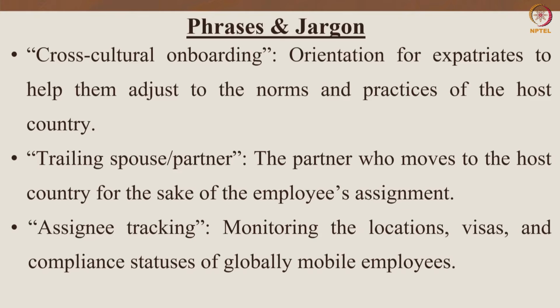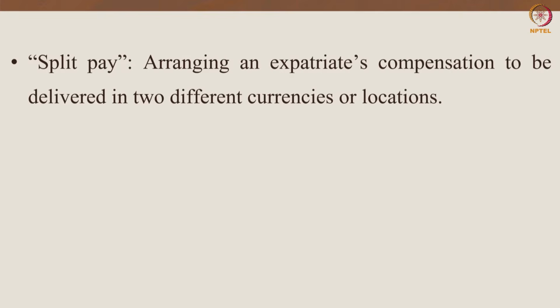Trailing spouse and partner. This means the partner who moves to the host country for the sake of the employee's assignment. Then we have assignee tracking. This means monitoring the locations, visas, and compliance status of globally mobile employees. We have split pay, which means arranging an expatriate's compensation to be delivered in two different currencies or locations.